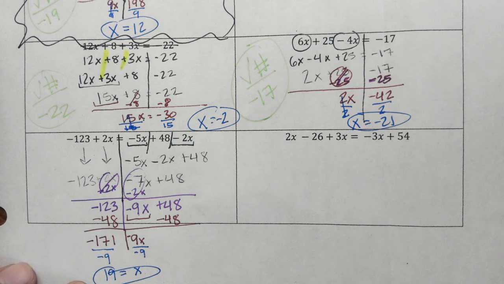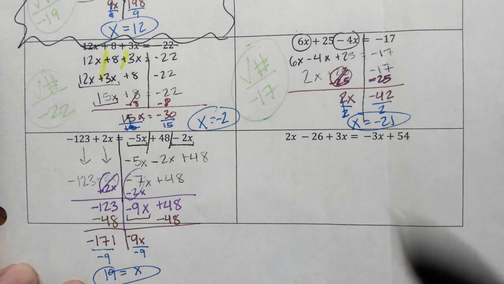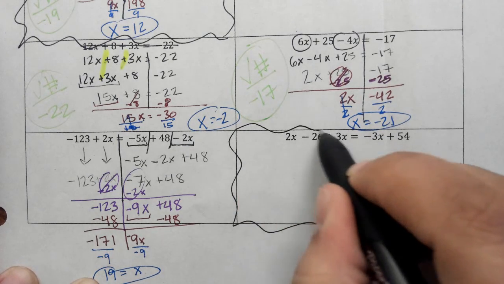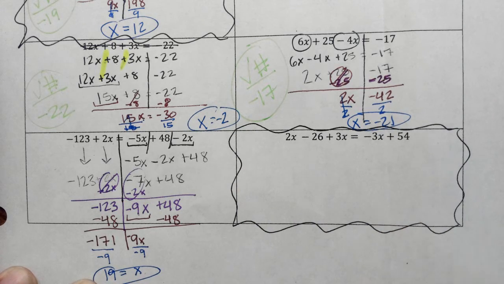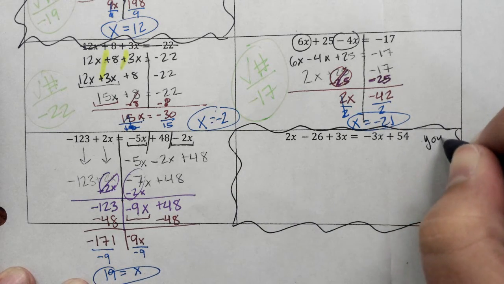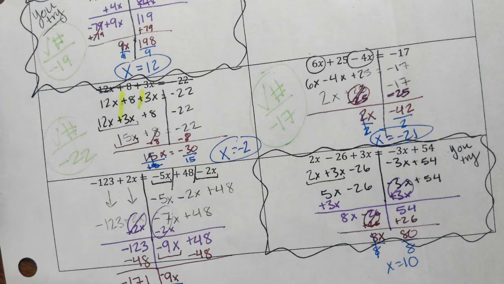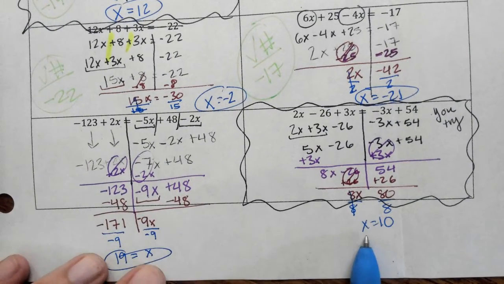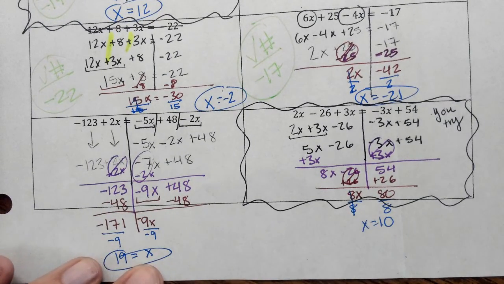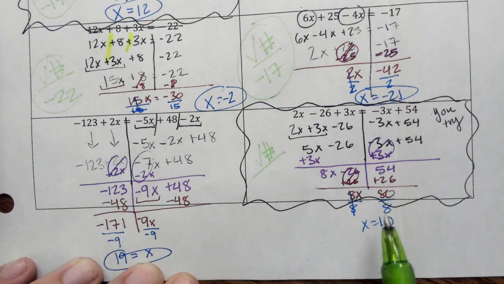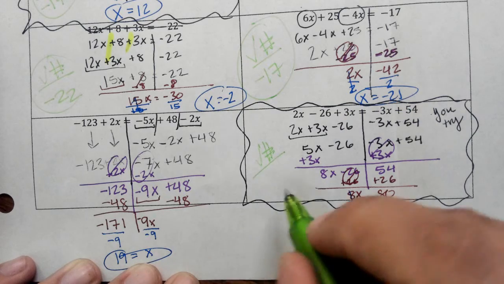You guys will try this problem completely on your own. Please find the check number as well as the answer. So you got x equals 10 and the check number was positive 24.